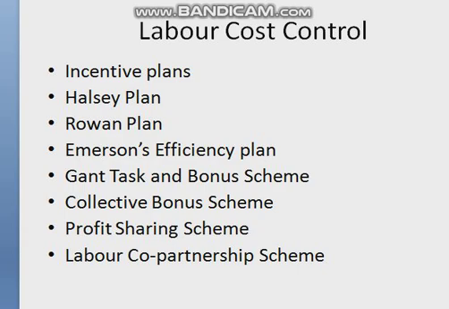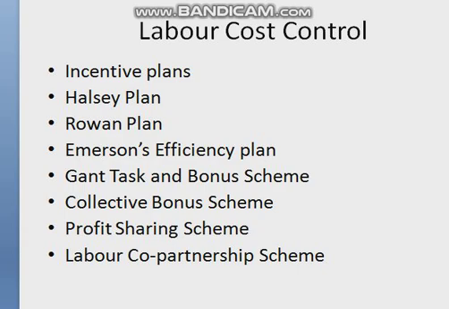Now we come to another plan, that is the Gantt task and bonus scheme. This scheme is a combination of guaranteed time rate and differential piece rate system. Under this plan, a high standard is fixed, and if it is not achieved, wages are paid according to the time rate system. If the standard is achieved, a bonus of 20% of the time rate is paid. However, if the standard is crossed, wages are paid at a high piece rate.